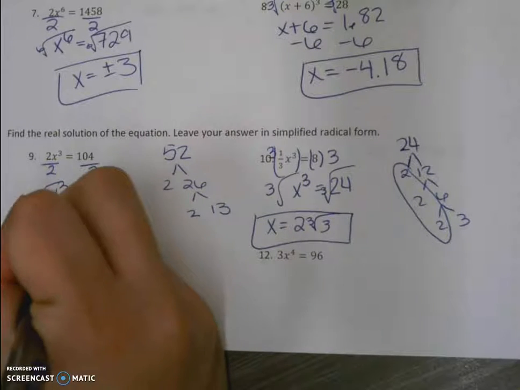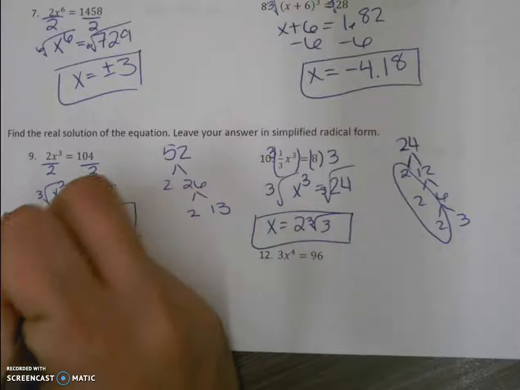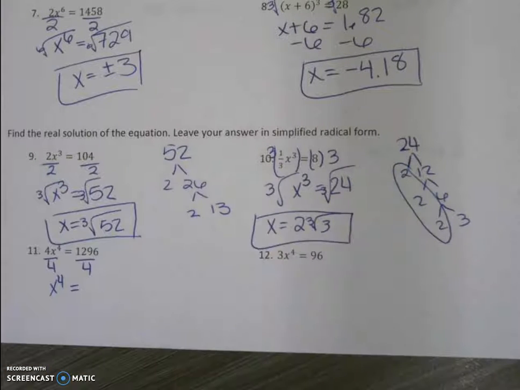Number 11, I divide by 4 on both sides. I get x to the 4 equals 1296 divided by 4, which is 324.